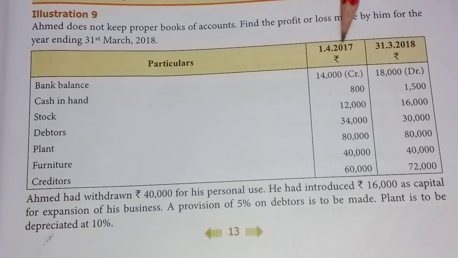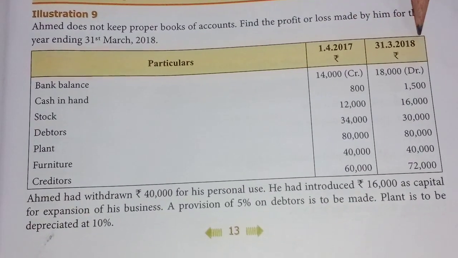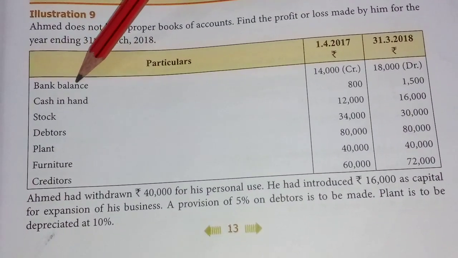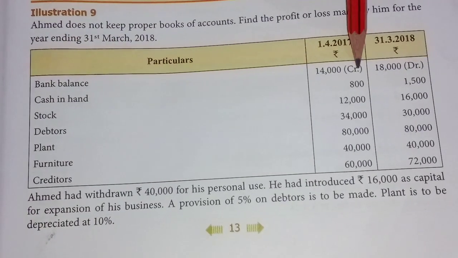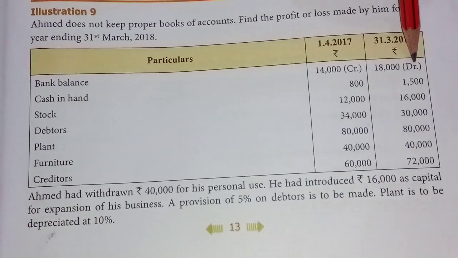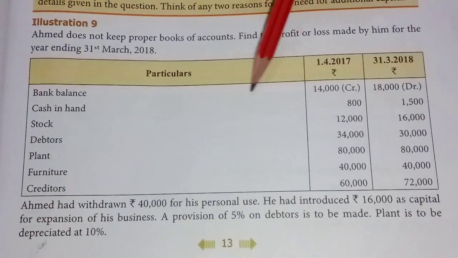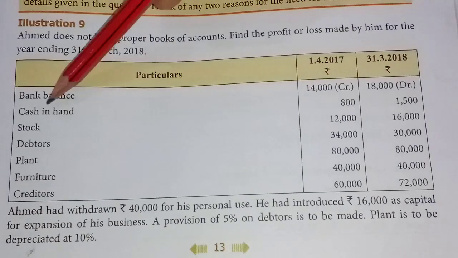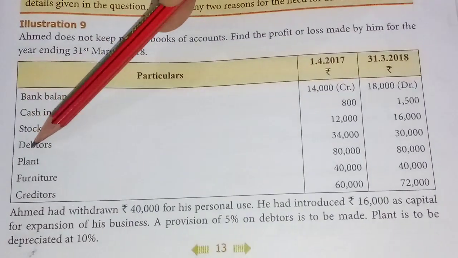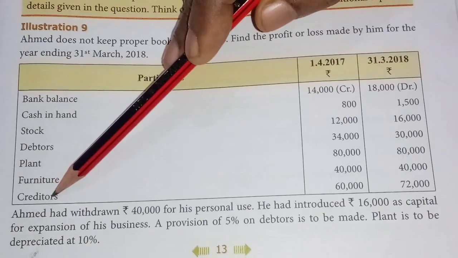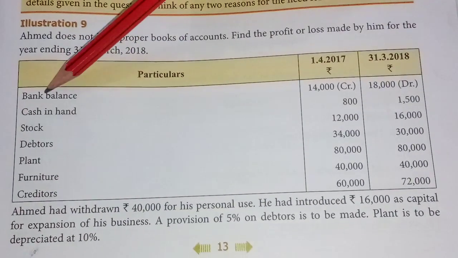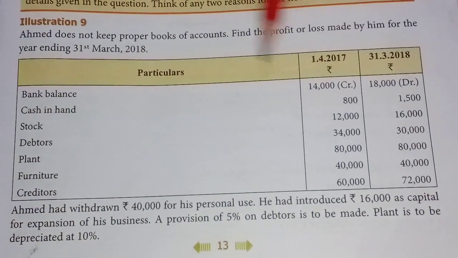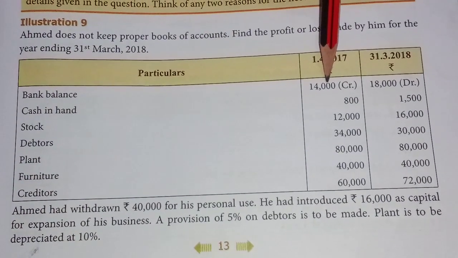Particulars: 1/4/2017 and 31/3/2018, the opening and closing. Here the bank balance is given, the creditor is given, the debtor is given. Creditor here means this is called bank overdraft, and this one is cash at bank. Then cash in hand, stock, debtors, plant, furniture, creditors. So this is a credit balance, so the bank balance on the first date will come on the liability side as bank overdraft.